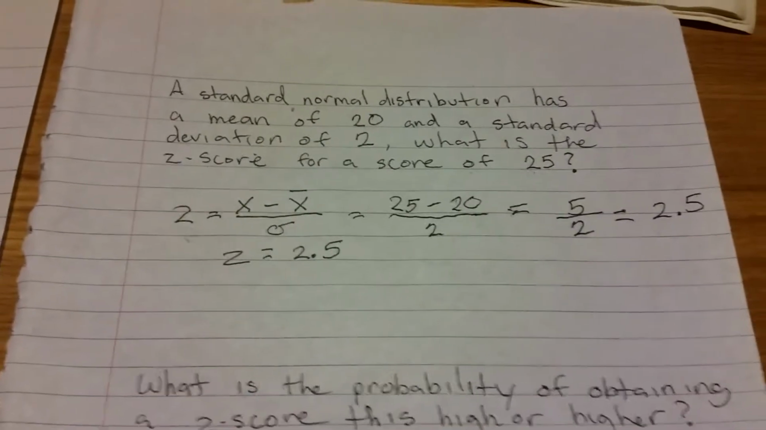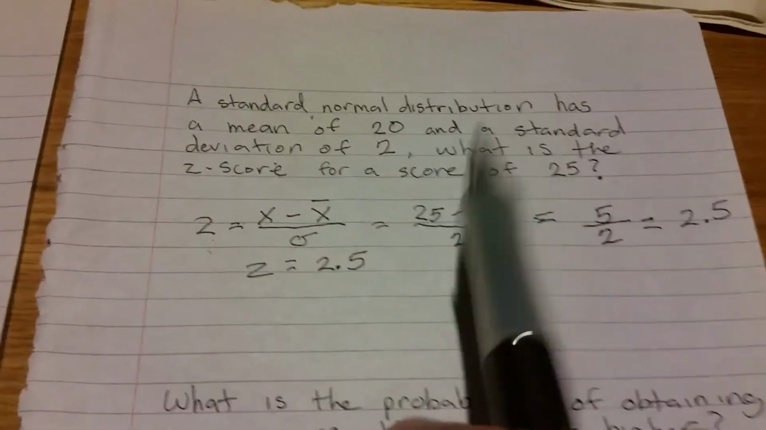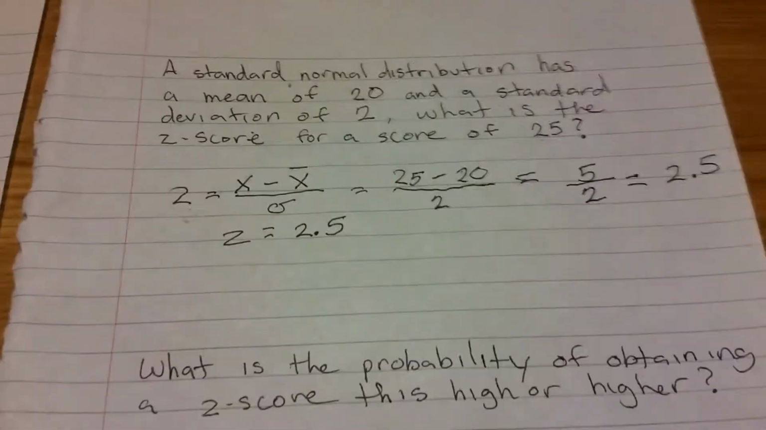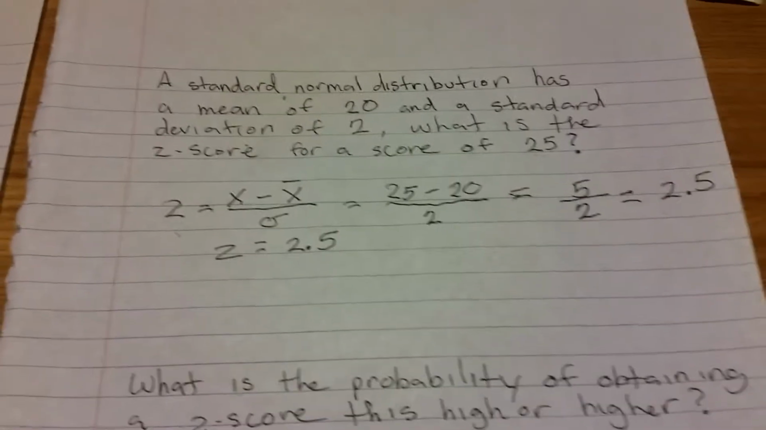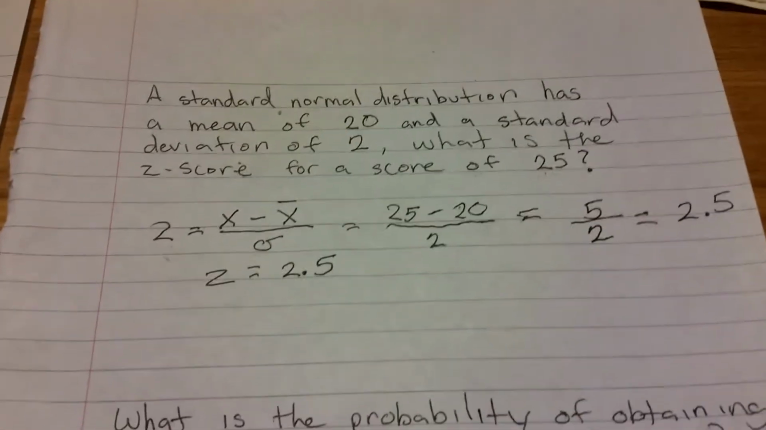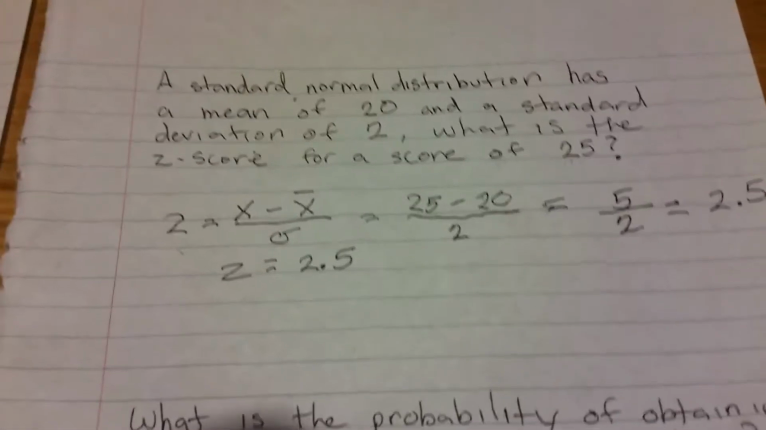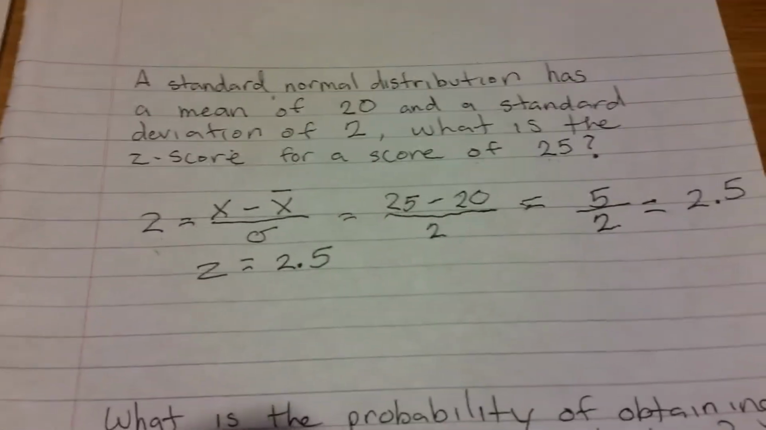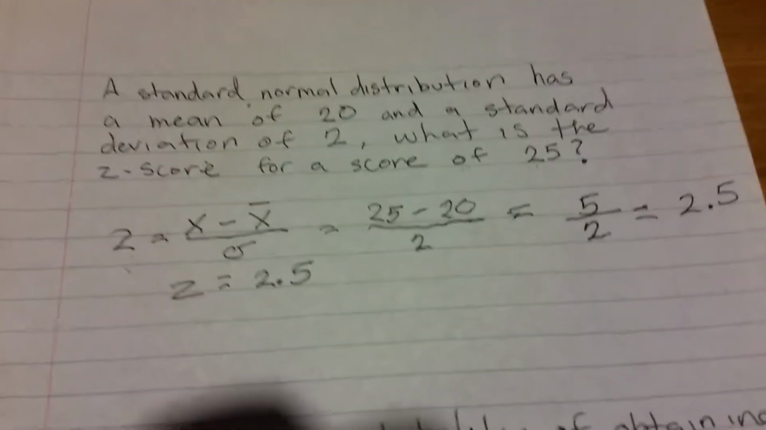So let's just get into our example right here. This question is very similar to question 1 from the homework. It says a standard normal distribution has a mean of 20 and a standard deviation of 2. What is the z-score for a score of 25?